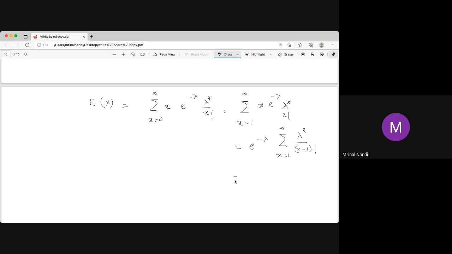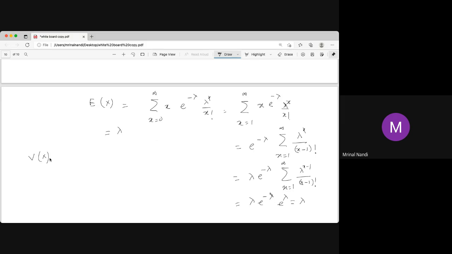So again, you just take lambda common, the same trick, and it is just again the e to the power lambda series. Same thing: if you put x equal to 1, you will get just 1. If you put x equal to 2, you get lambda. If you put x equal to 3, you will get lambda square by 2 factorial. So it is just e to the power lambda, and multiplied by e to the power minus lambda, so it's just lambda. So the expectation is just lambda.